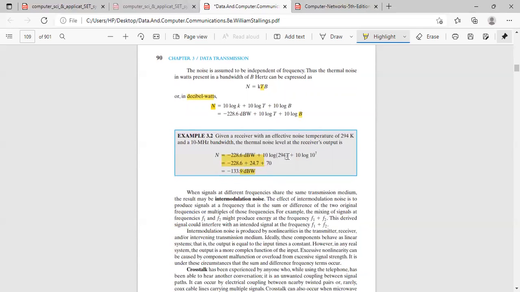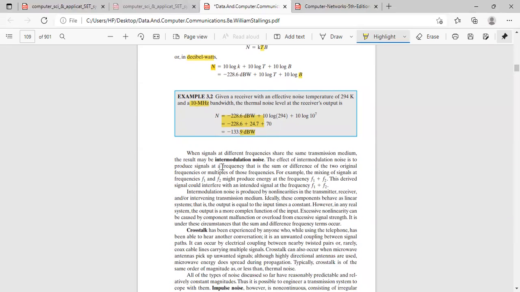They have given 294 Kelvin as the temperature, and the specific bandwidth of 10 megahertz. Now they are asking to compute the thermal noise at the receiver's output. So I'm substituting into this formula: in place of K, the Boltzmann constant; in place of T, 294 Kelvin; and in place of B, 10 megahertz, so 10 power 7. We find the log value and multiply by 10, and we get the answer in decibel watts. This is how the thermal noise is computed.